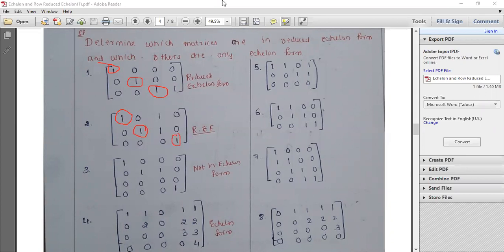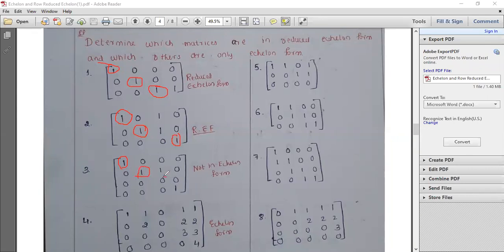Reduced echelon. Yes, it is in the reduced echelon form. Now just look at this. The next one, is it echelon form or reduced echelon form? So here this is one leading entry I have. This is one leading entry I have.